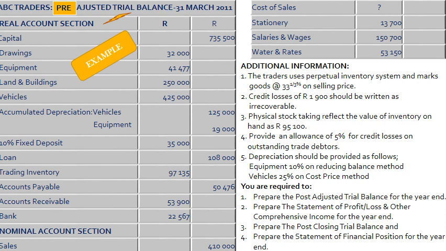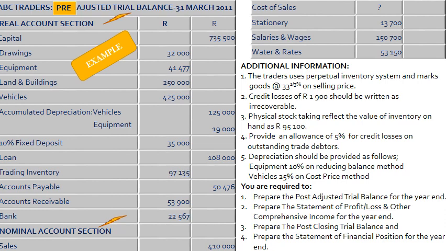I want to draw your attention to the accumulated depreciation account. This account is part of the assets, but it affects assets negatively because on the statement of financial position, you will see that it's deducted from the assets total so as to arrive at the carrying value. The next section of the trial balance is the nominal account section. Under the nominal account section, the following are listed: the sales, the cost of sales, though the figure or amount is not given, it must be calculated, stationery, salaries and wages, water and lights.